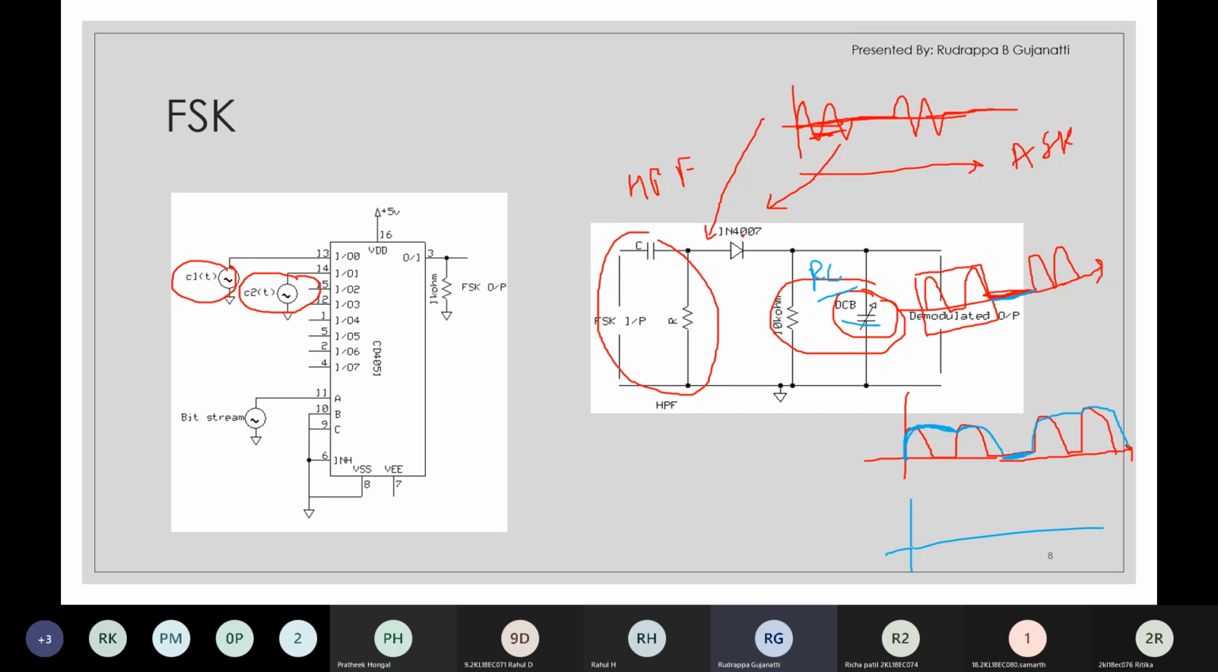So it might be like this. If you try to adjust it, it might be displayed in this form. If you observe on the CRO, it will be something in this form. In the bit period, this is logic 1, this is logic 0, logic 1, logic 0. So you had transmitted that information and you are able to recover that information. That is what you try to implement in FSK.